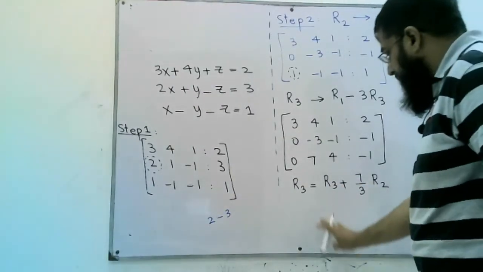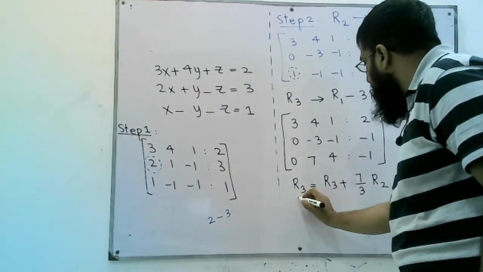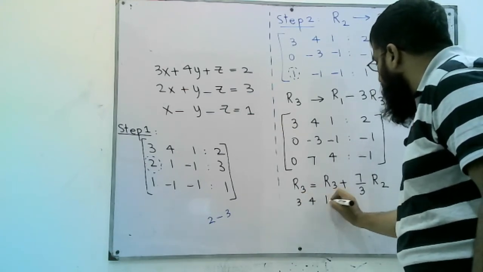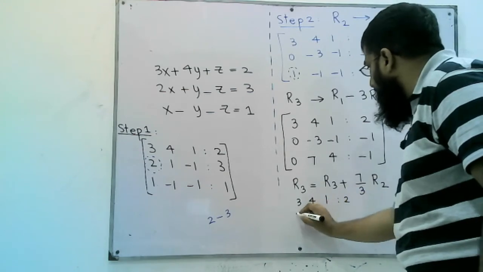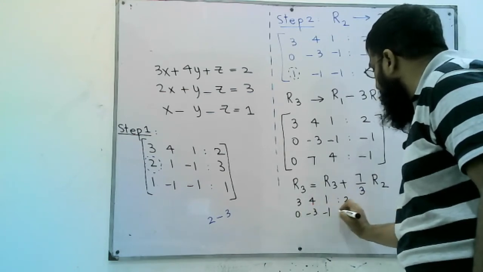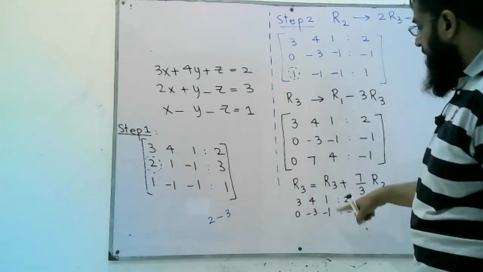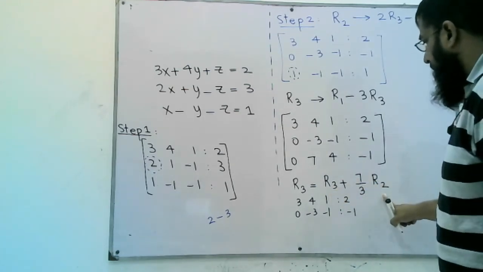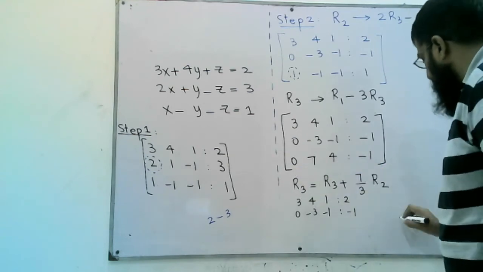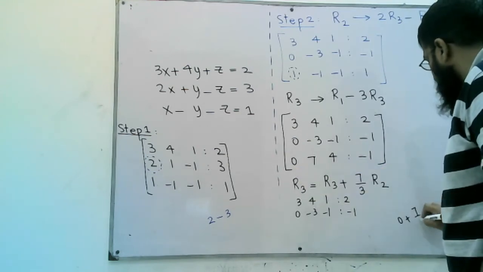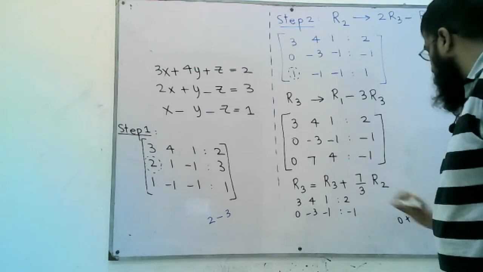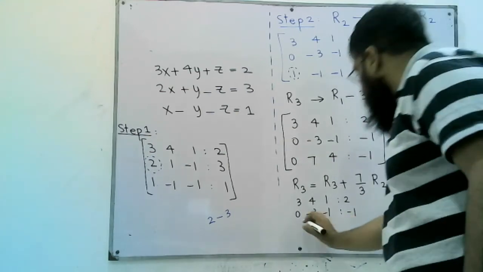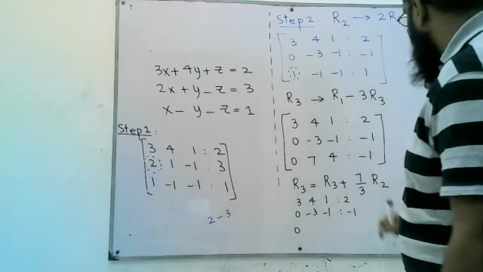operation in this space 3. Since we are changing R3, our R1 and R2 would remain the same. 0, minus 3, minus 1, minus 1, right? So the new R3 is R3 plus 7 by 3 R2. So that would be R3 is 0 plus 7 by 3 times R2. R2 is also 0. So this is 0. So this remains 0, right?